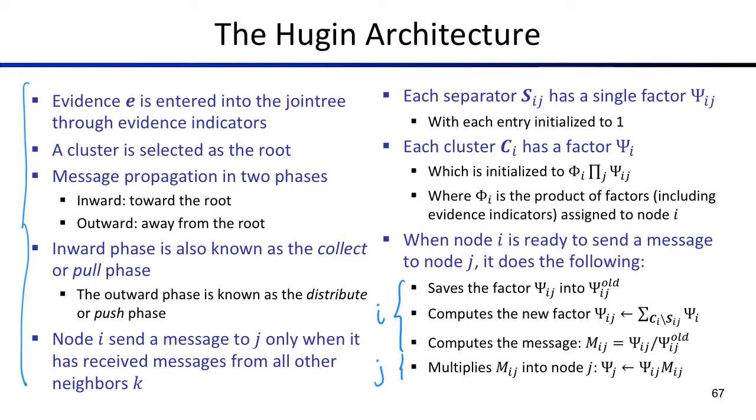And when the node j receives the message, it basically takes that message and multiplies by, actually there is a mistake here, by the psi j, not psi ij. So it basically is incorporating the message into the factor psi j that is stored in the cluster j. So it will be part of the factor that is stored in the cluster. So let's take a look at the next slide in order to clarify a few details.